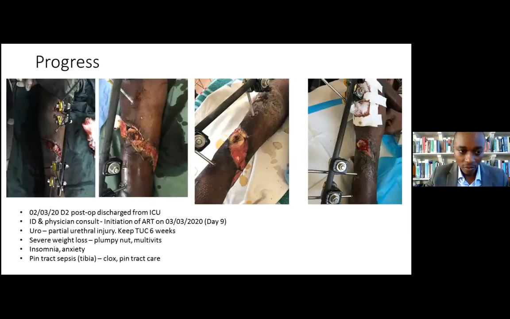Uro was consulted for the scrotal swelling, and an impression of a partial urethral injury was made. They advised us to keep the transurethral catheter for 6 weeks. The patient developed severe weight loss, for which we gave him plumpinat and multivitamins. He also complained of insomnia and anxiety, always complaining when will this metalware be removed. He did have pin tract sepsis, for which we gave cloxacillin, and we did pin tract care.